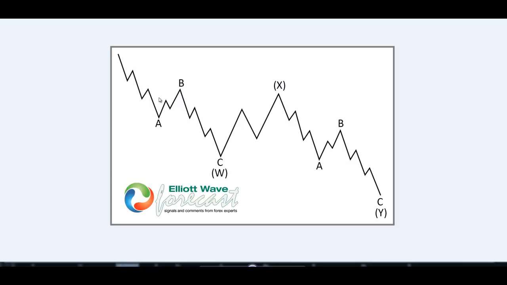So a double correction is nothing more than a structure that comes in 7 swings, A, B, and C, or W, X, and Y in this no-parenthesis degree. Higher degree creates a W, which is 3 waves down. It makes an X to the 50 or 61.8 of this W, and then it makes a Y in which the Y is equal to the W related to the X. That's very common to see around the market.